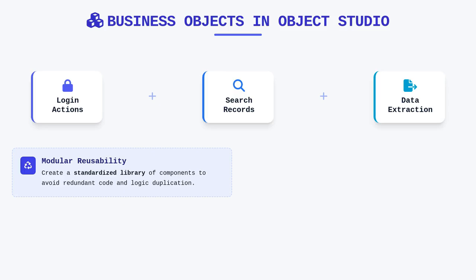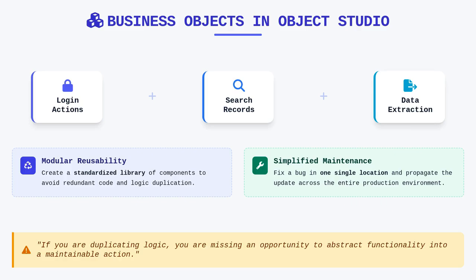If you find yourself duplicating logic in different objects, you are likely missing an opportunity to abstract that functionality into a single, maintainable action. This approach not only streamlines your development effort, but also ensures that when a bug is identified in an interaction, you only have one location to update, which propagates the fix throughout your entire production environment instantly.